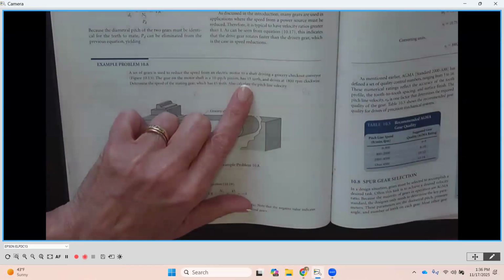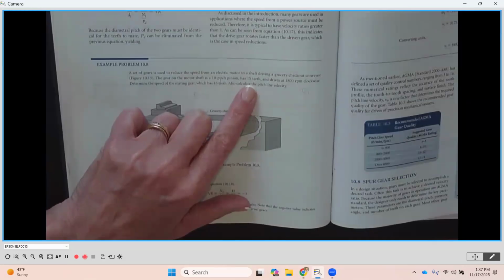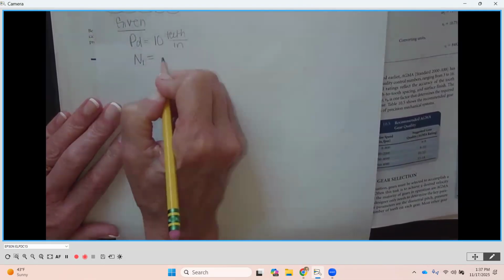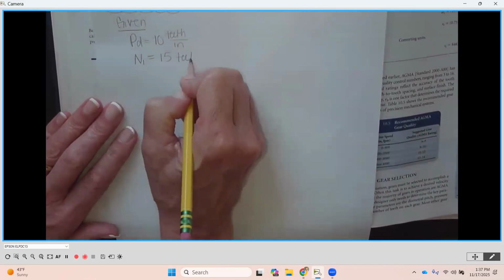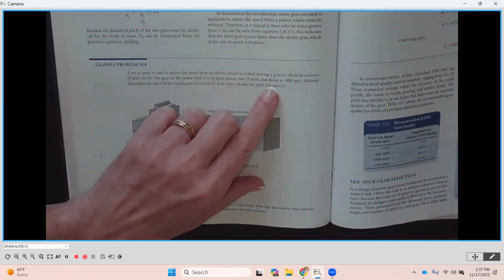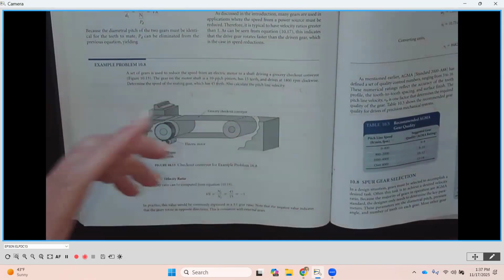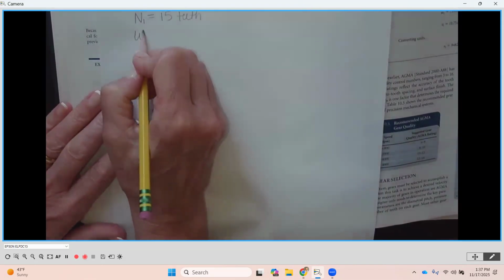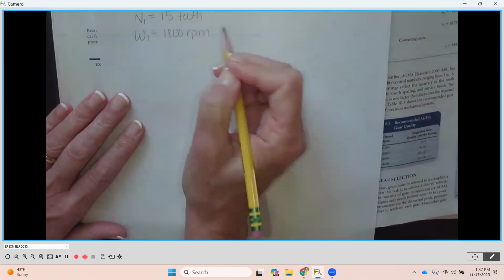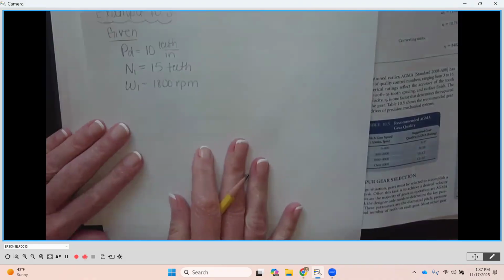It also says that the pinion has 15 teeth. So we know that N1, we'll call the pinion number 1, is always the pinion, is 15 teeth. And it drives at 1800 RPM, so W1 is 1800 RPM.